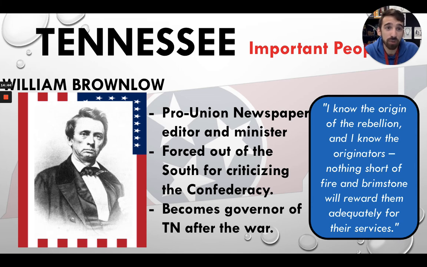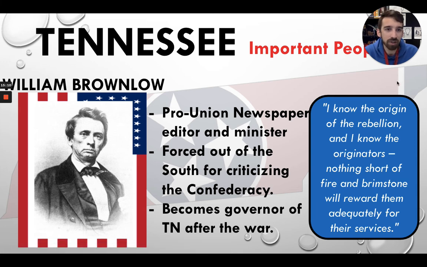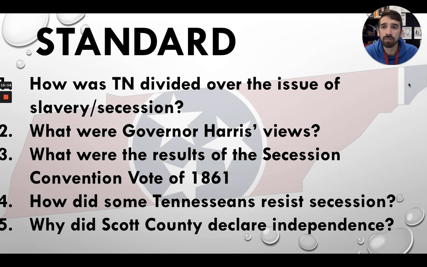He's saying the people that rebel, he's speaking real strongly here. He says people that have rebelled against the nation, well, where should they go to spend eternity? Someplace where it's fiery and there's brimstone. Hope you can read between the lines there. Now, what's interesting is after the Civil War, William Brownlow will become the governor of Tennessee. That's after the war. So William Brownlow, pro-Union newspaper editor, speaks out against the South. He's chased off, and then after the war, he comes back and is made the governor.